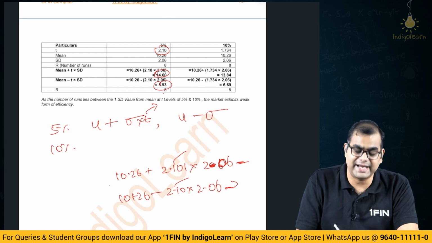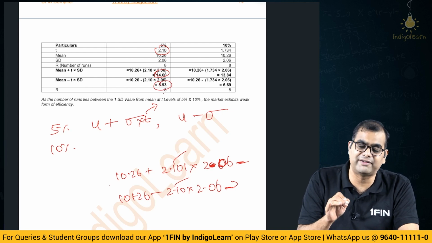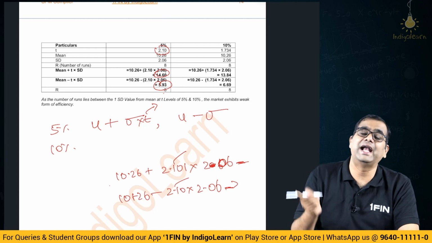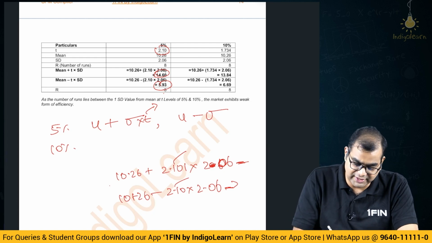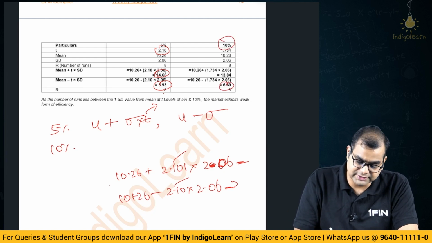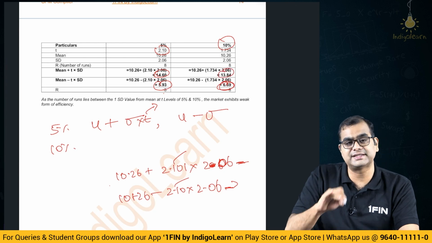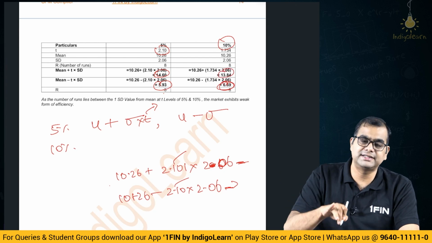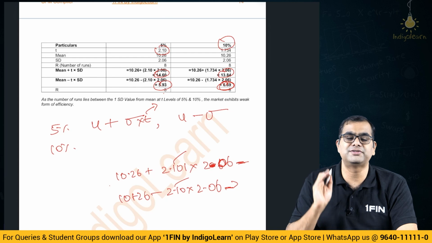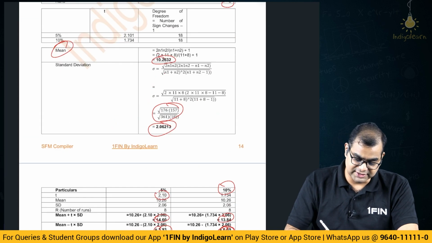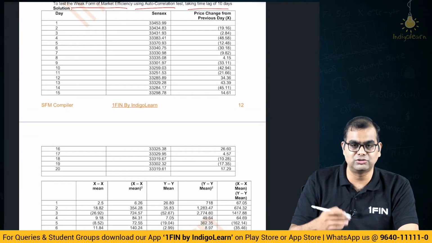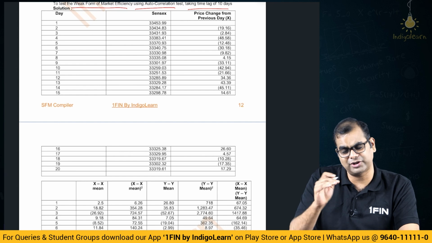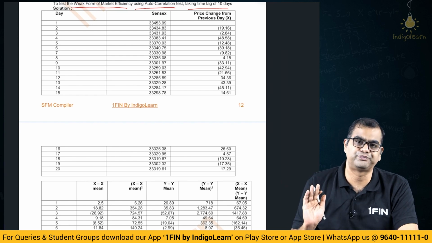So, the number of runs, 8, is between 5 and 14, and hence it lies within the t values, and hence the values are independent and it exhibits weak form of efficiency. Same way, at 10%, it is between 6.6 and 13, and 8 lies between 6.6 and 13, hence it is independent and at least exhibits weak form of efficiency. So, this is how you solve a problem. I know this sounds slightly complicated, but once you solve one problem, you will understand it very well.